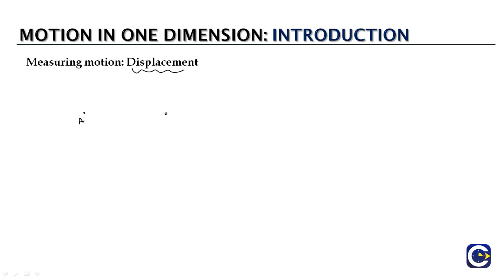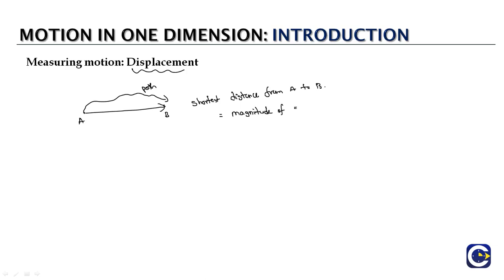Now I'll go with the same case of moving from point A to point B through a particular path. So this is the path taken. Now irrespective of the path taken from A to B, if we try to just measure the straight line distance, or I can say the shortest distance, which will be of course the straight line distance from A to B. So when I say A to B, we are talking about from initial point to final point. This will give the value or the magnitude. Now why we say magnitude is because the displacement is defined as a vector quantity.